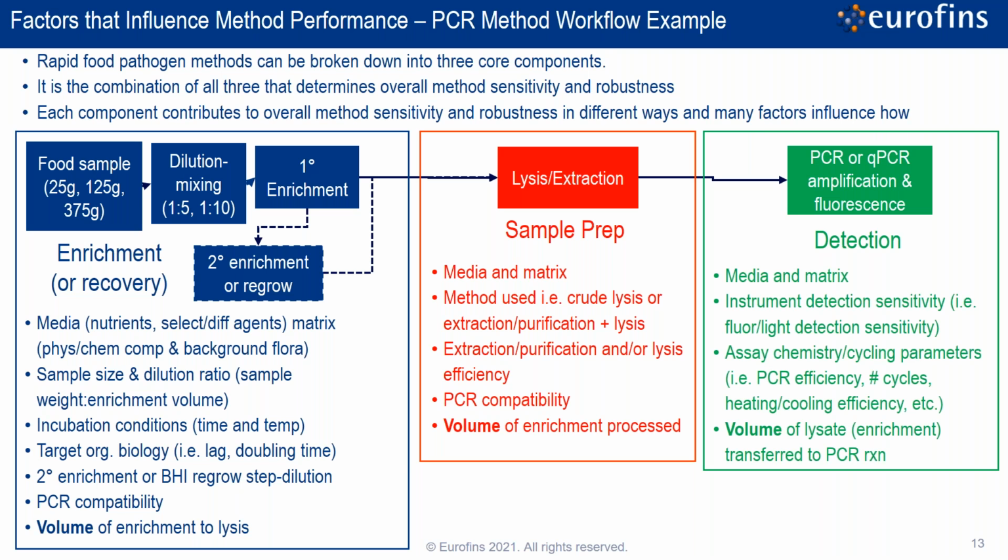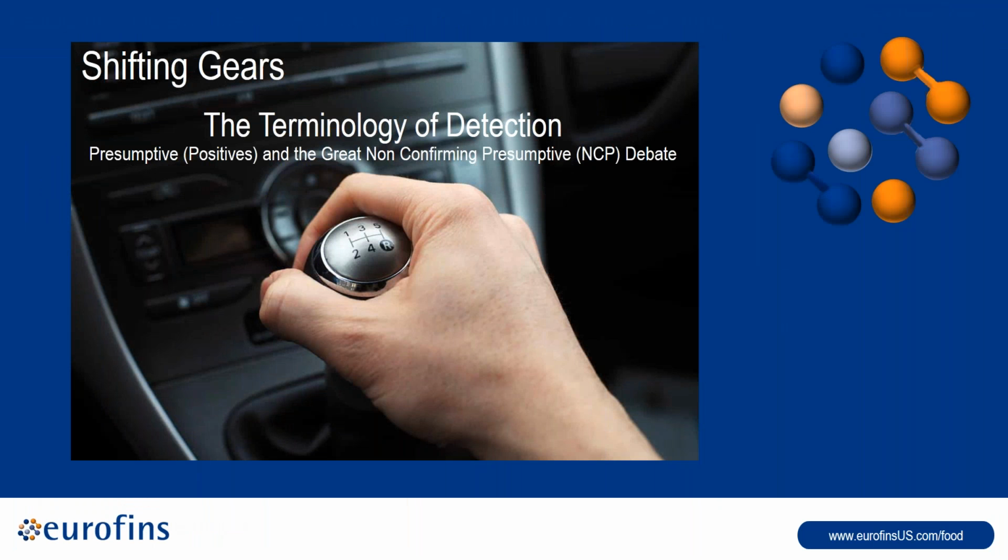And on the detection side, again, the media and matrix play a role. What is the sensitivity of the instrument that you're using, so the fluorescence or light detection sensitivity? Most modern real-time cyclers claim to detect a single photon, but there is some variability there. What's the assay chemistry? What are the cycling parameters you're using? What is the efficiency of all those things? And the volume of the lysate that actually makes it into that PCR reaction in the end. So a common theme, if you click again, you'll see running through this is that volume is really critical here. And really, it is volume of sample to detection that's the primary driver of method sensitivity.